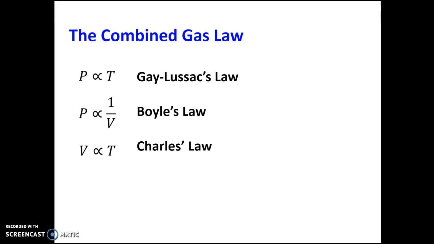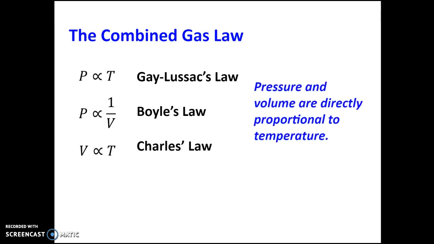The combined gas law was something that scientists developed because they realized that most systems involve changes in all 3 of these things. It's hard to hold all 3 of these constant. So they said, all right, let's squish these together into one law. What we can see here is that pressure and volume are both directly proportional to temperature.